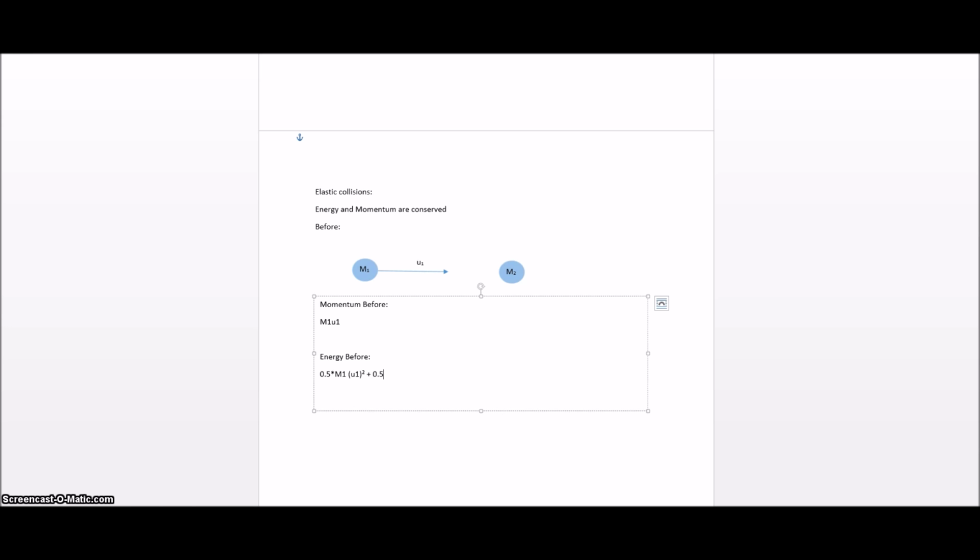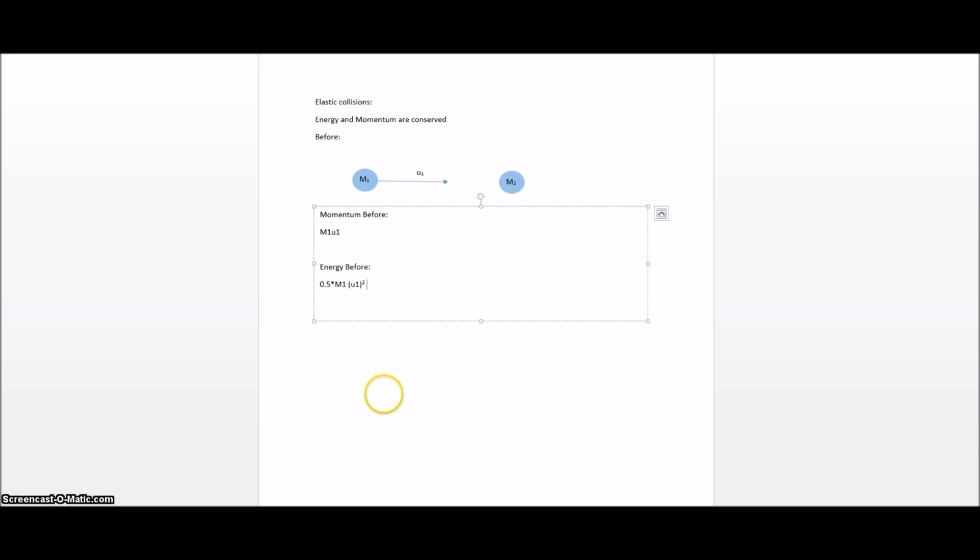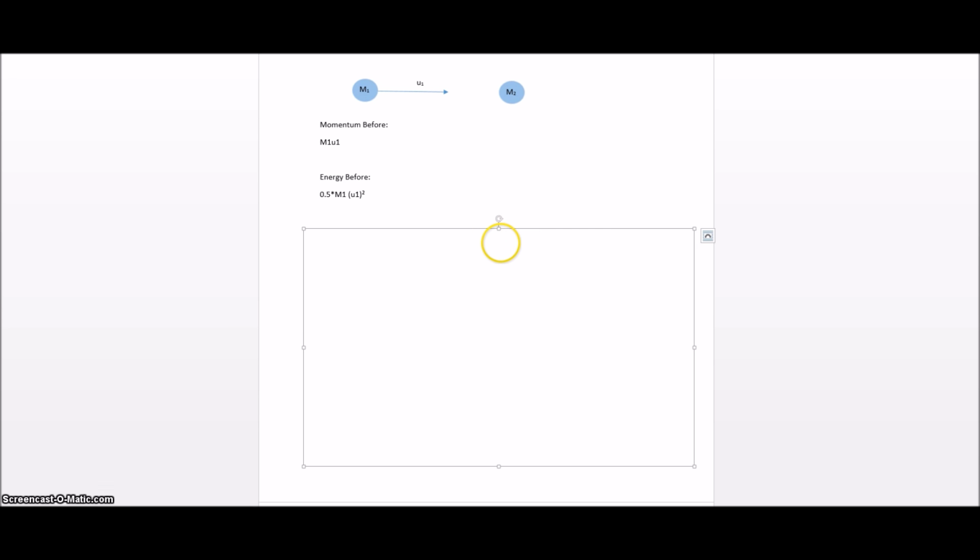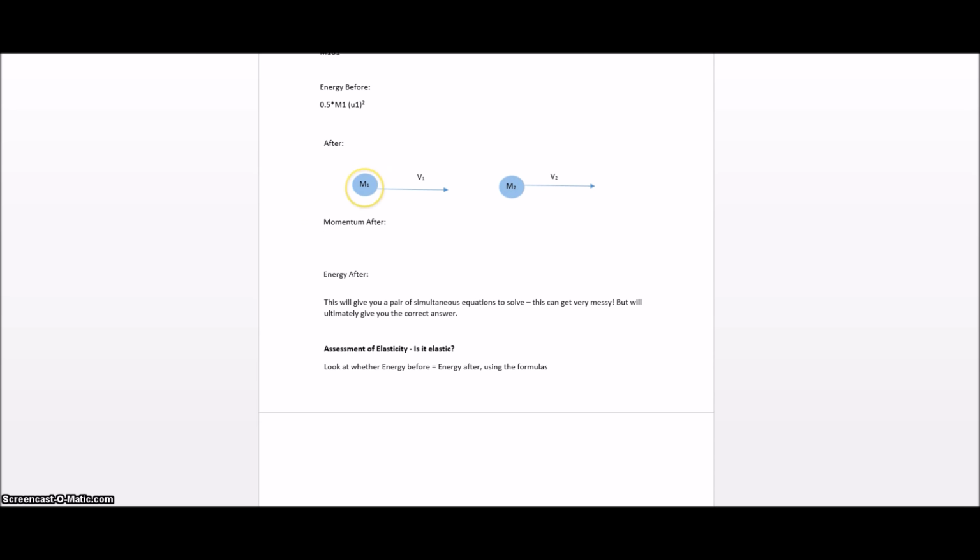So 0.5 m2 times 0 squared, which we know will be 0, so therefore we can just remove this. And as before, you'll get numbers with these things so you can work these out. Now for after, you'll be given mass, velocity, mass, and velocity.